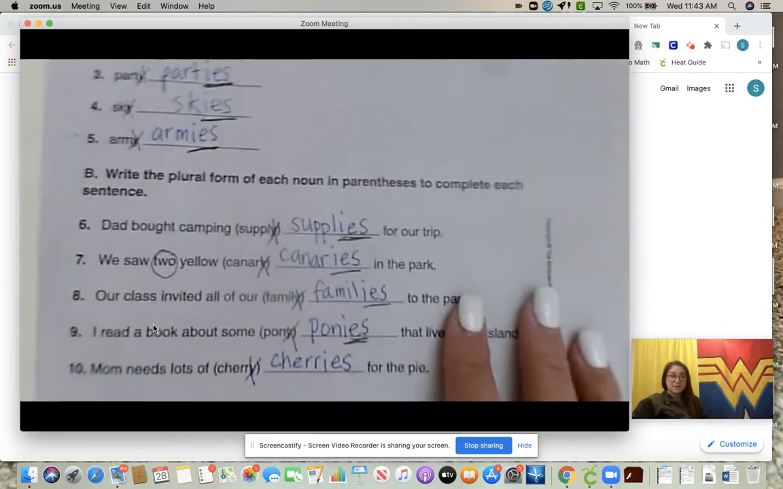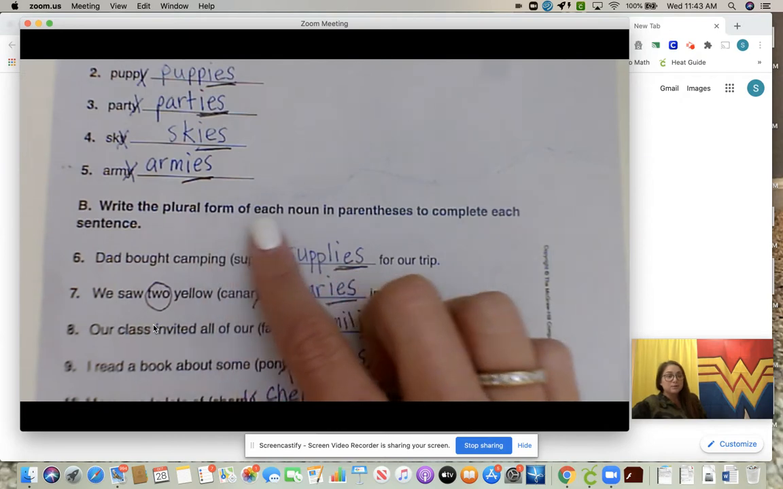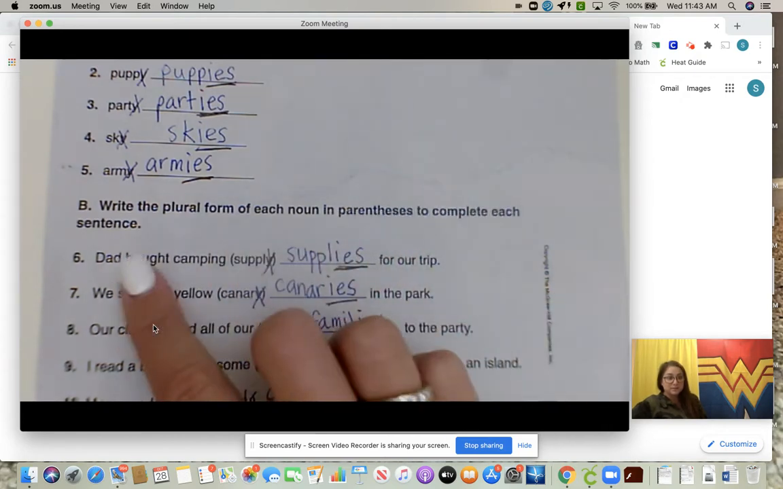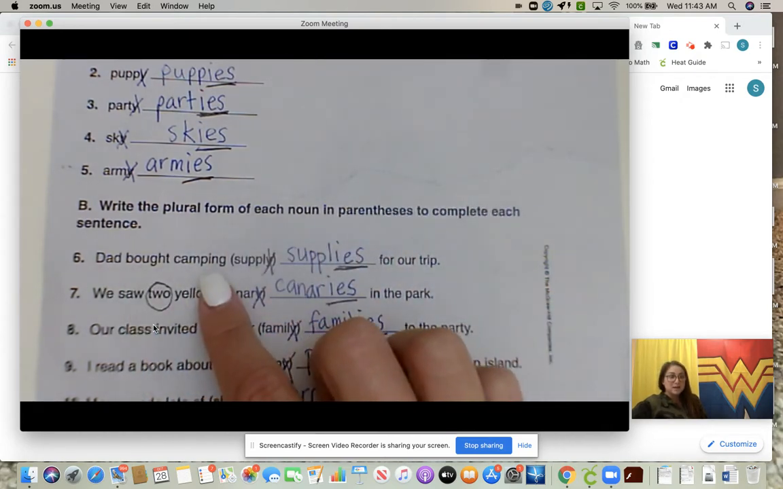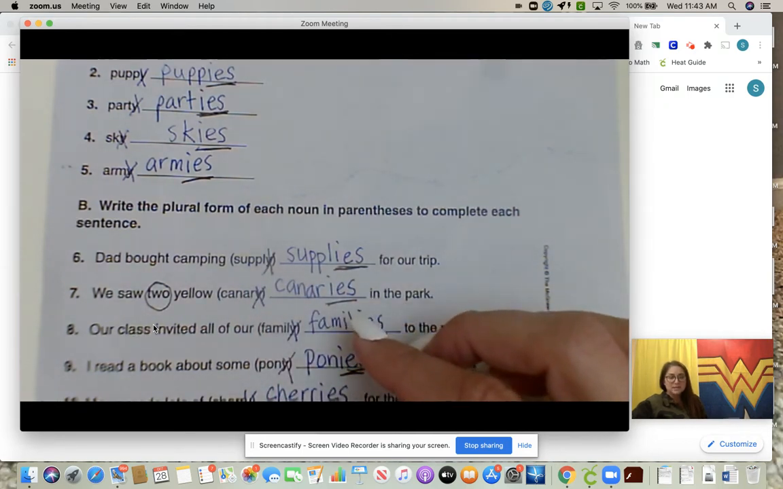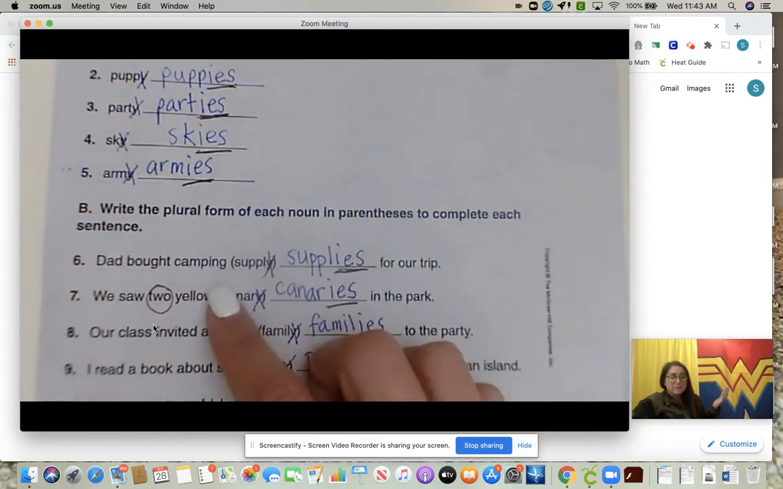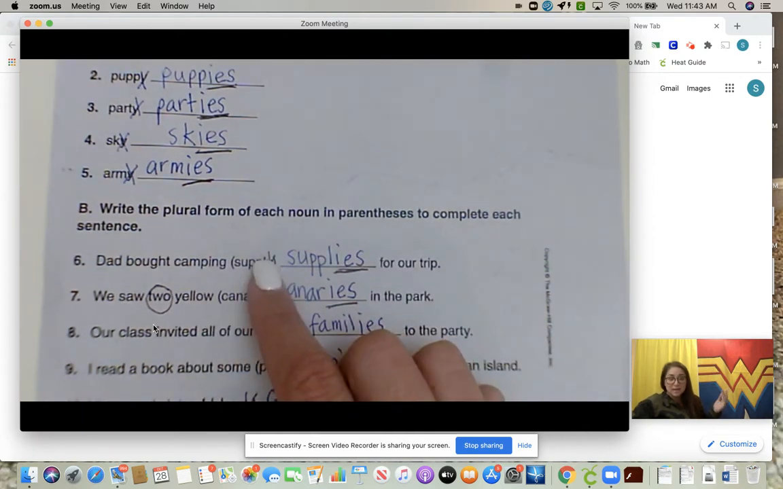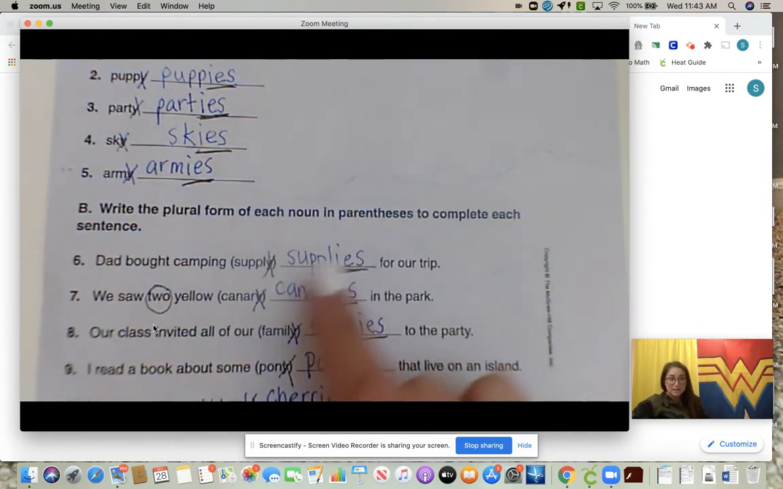We did the same on the bottom. Write the plural form of each noun in parentheses to complete each sentence. Dad bought camping supply for our trip. That doesn't make sense. We need to say he bought camping supplies. We can't just add an S though. That's incorrect. You need to get rid of the Y and add IES.